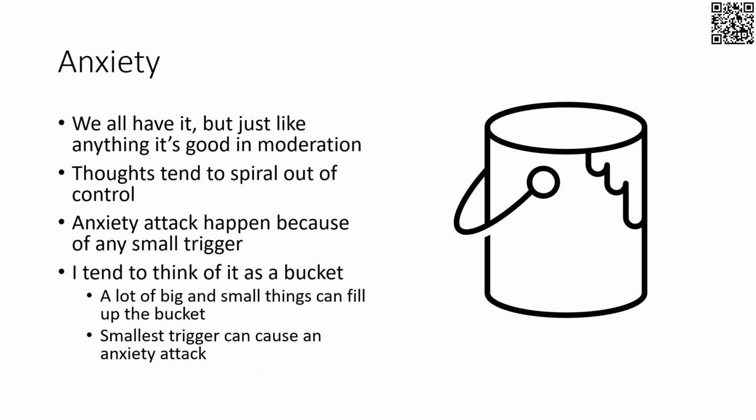The next thing I'm going to talk about is anxiety. So we all have it, but just like anything, it's good in moderation. So what happens is thoughts tend to spiral out of control with people with anxiety disorders, not only generalized, but any type of anxiety disorder. So it's like social, there are a few others I can't think of off the top of my head, but with any anxiety disorder, thoughts tend to spiral out of control. And then an anxiety attack can happen because of any small trigger.